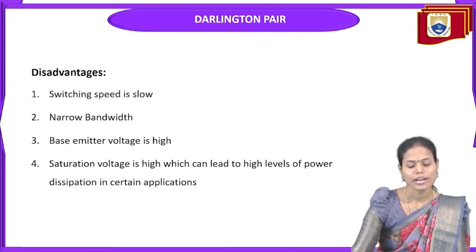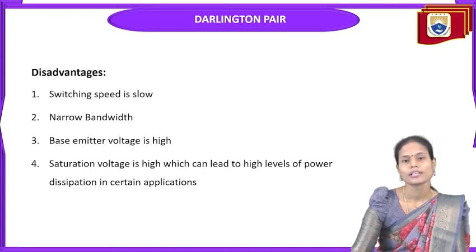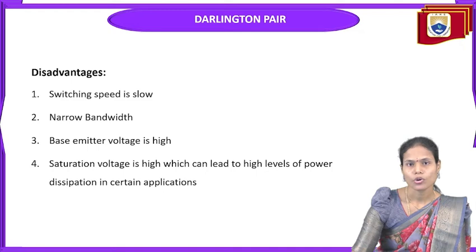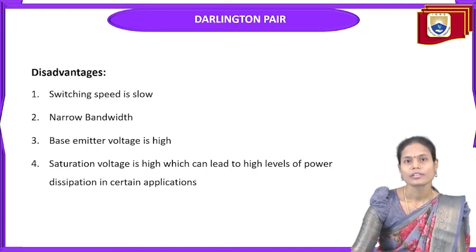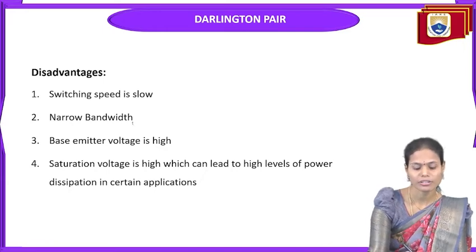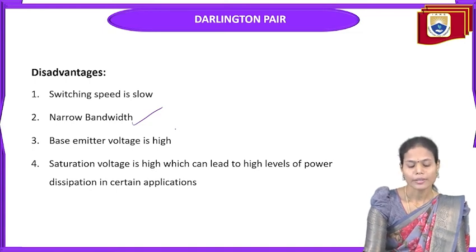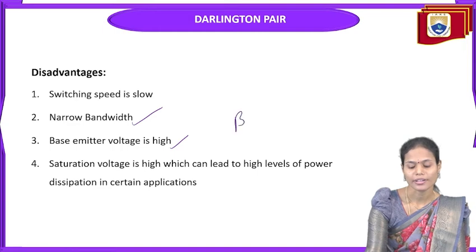While coming to the disadvantages, the switching speed is very low here. Why? Because the input of the second stage is depending upon the output of the first stage. So to get the second amplifier output, it should wait for the output of the first stage. So that's why the speed is reducing here. And the bandwidth is also less here, and it takes very high base emitter voltage in order to provide high current gain.